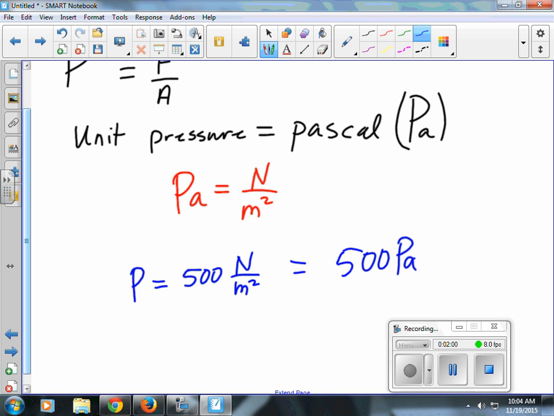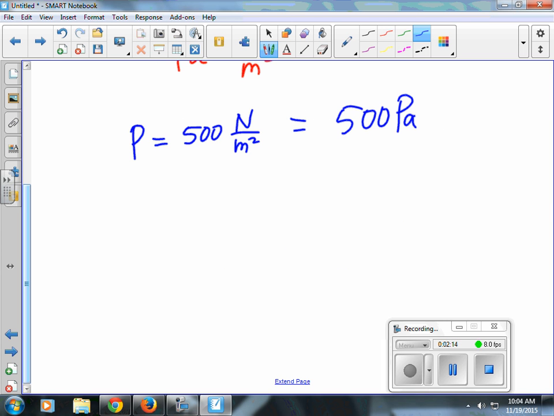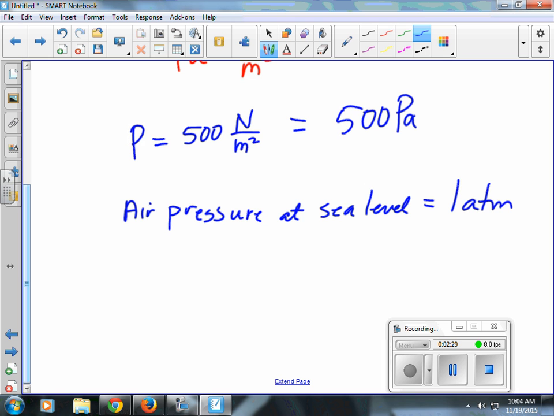What is the pressure at sea level? Zero. Sea level, the air pressure is 1 what? 1,000? No. Air pressure, remember when we did the collapsing can and we talked about air pressure? At sea level, it is 1 ATM. Does anybody remember what ATM stands for? Alex? Atmosphere. So, the relationship between atmosphere and Pascal, 1 atmosphere is equal to 101,325 Pascal.